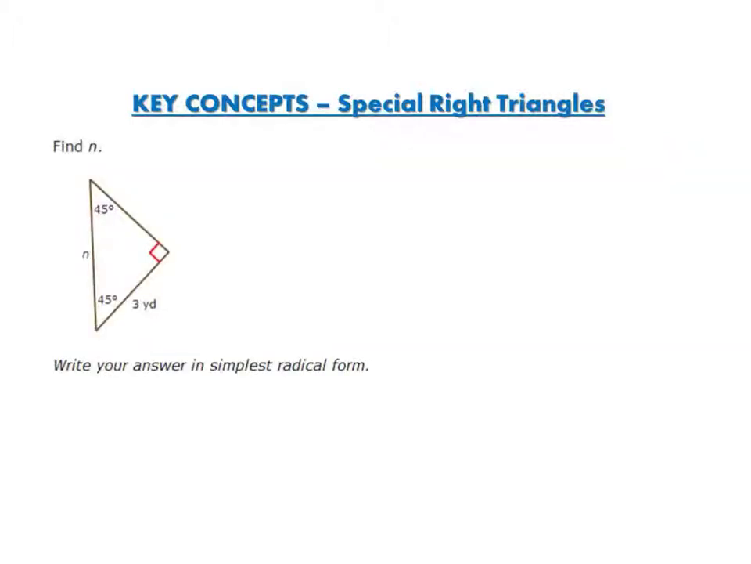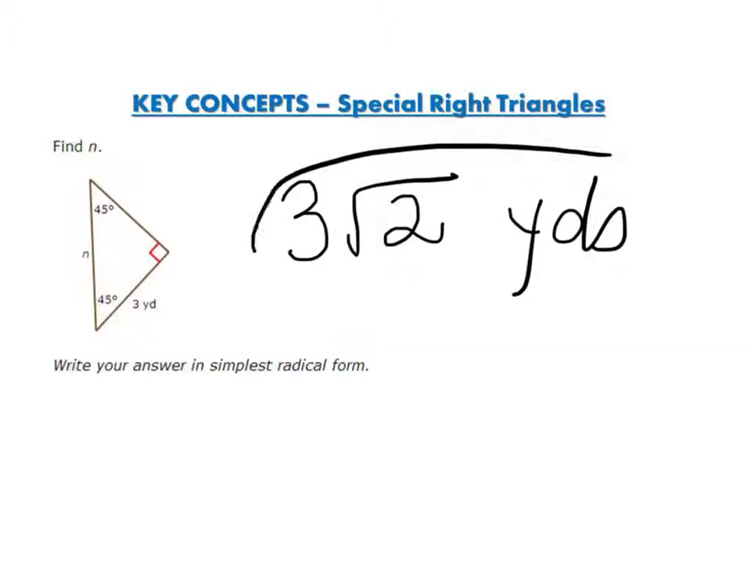Here's the first problem. I'm given a 45-45-90 degree right triangle. The legs of this triangle are 3 yards. I'm asked to find n. n is the hypotenuse. The rule is very simple. I'm told to take the length of the leg times the square root of 2. So the answer in simplest radical form is 3 times the square root of 2. And if you were asked, it would be in yards. That is the length of the hypotenuse.